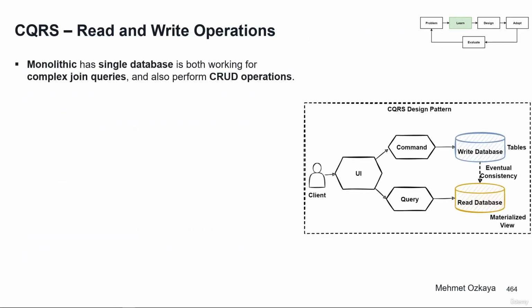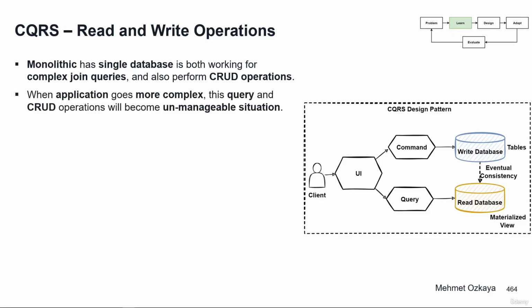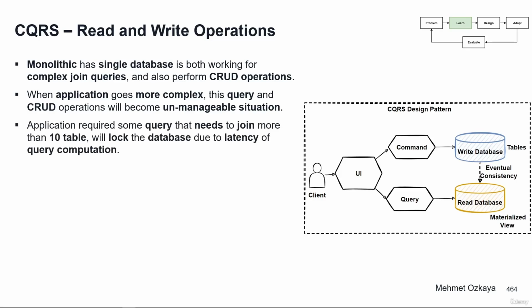Let's think about monolithic applications. Most of the time we have one database, and this database should respond to both query and update operations. That means a single database is working for complex join operations and also performing CRUD operations. But if the application becomes more complex, these query and CRUD operations will become unmanageable. For example, with a reading database, if your application requires a query that needs to join more than 10 tables, this will lock the database due to the latency of query computation.